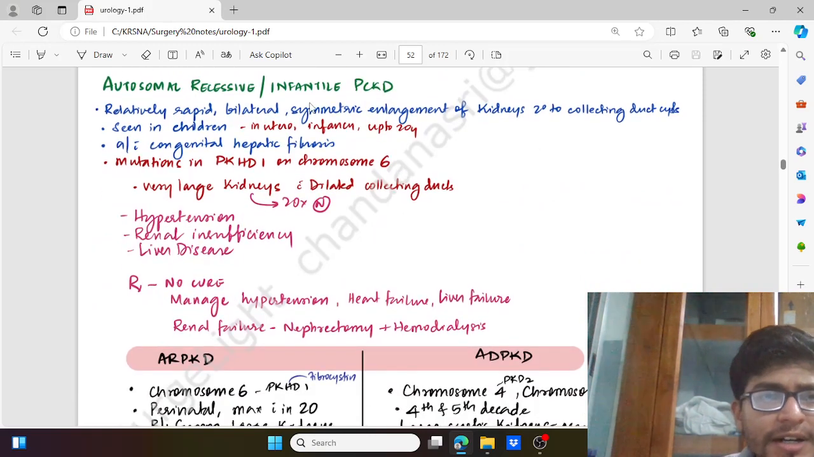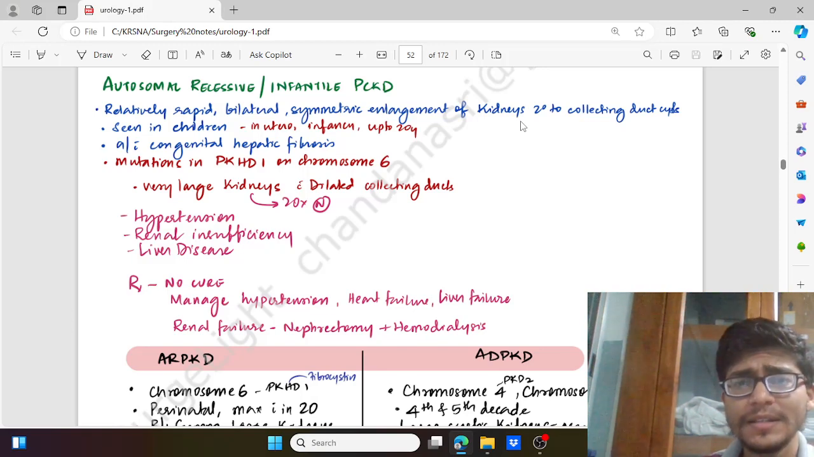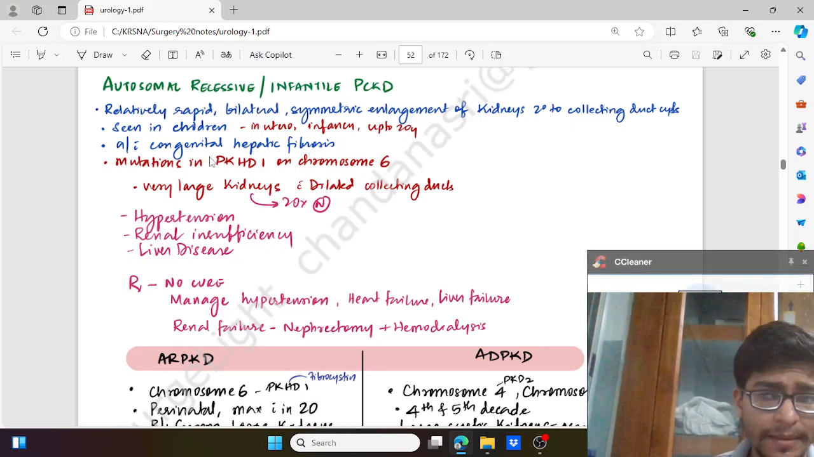Now we see about the autosomal recessive, also known as infantile PCKD, that is polycystic kidney disease. So these are generally seen in young ones, so in utero, infancy, and up to 20 years of age group. And these have mutation in the PKHD1 gene, that codes for fibrocystin on chromosome 6. It is associated with relatively rapid bilateral symmetric enlargement of kidney. So both the kidneys will enlarge simultaneously and rapidly, secondary to the collecting duct cyst. So there will be cyst in the collecting ducts. So due to that, it will be rapidly enlarging.